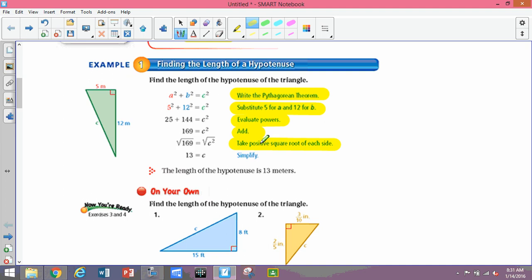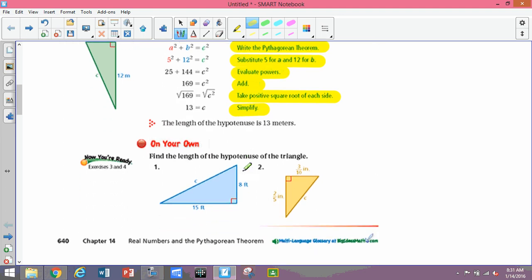That's because when we did powers, we talked about the fact that it could be positive or negative. But the Pythagorean theorem measures distance. So if it measures distance, it can't be negative. It's always positive. And then you solve. The square root of 169 is 13, and the square root of C squared is C. And then you should label it. Your book here did not do that. They did it down here. You should put meters after it. Okay? So that's how you solve using the Pythagorean theorem.